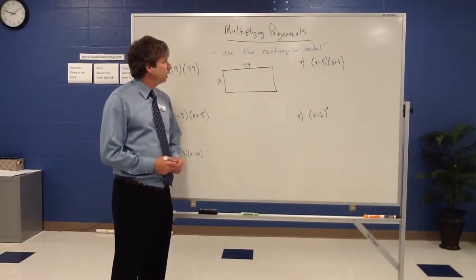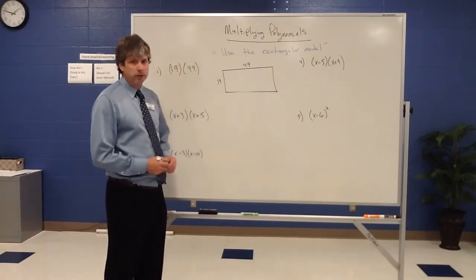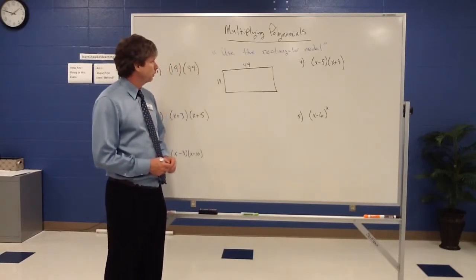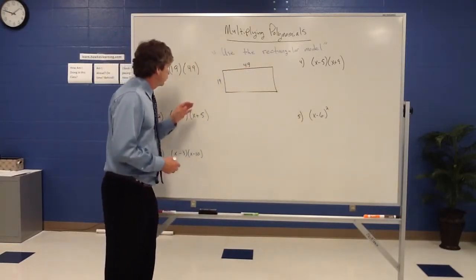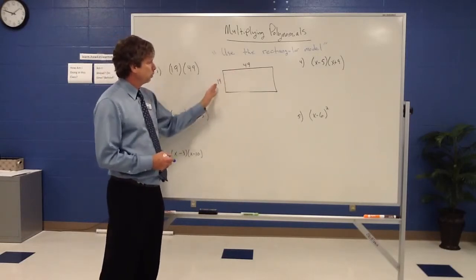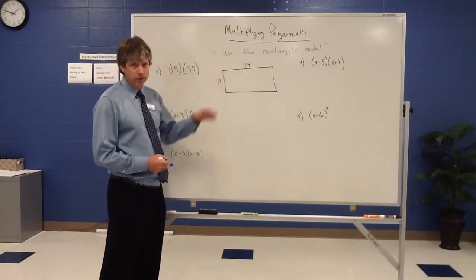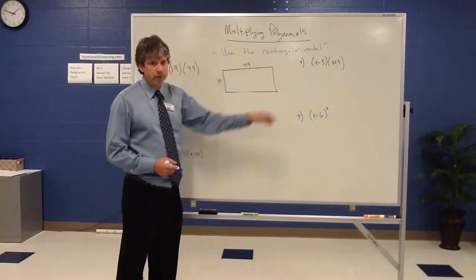This lesson will be on multiplying polynomials, and we're going to use something we've used in earlier lessons called the rectangular model. So remember, in multiplication, to find the area of a rectangle, all we have to do is multiply the length and width together, and that'll tell us the area of a rectangle. So the area of a rectangle is essentially a multiplication problem.